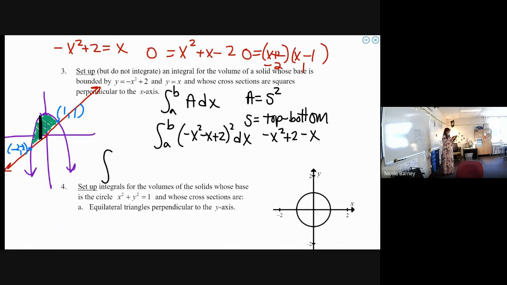So you could integrate from negative 2 to 1 of the function, which is top minus bottom, squared, dx. It's not too bad, right? A lot of times it's going to be like, here's a calculator, solve it. Or, if it's solving by hand, it's going to be one that you can integrate pretty easily.